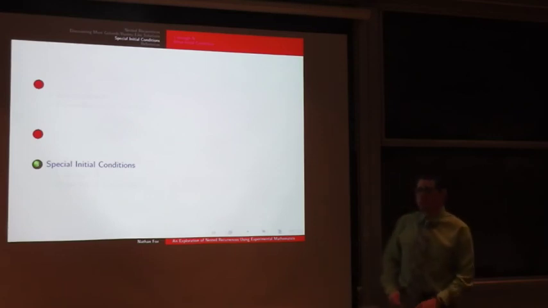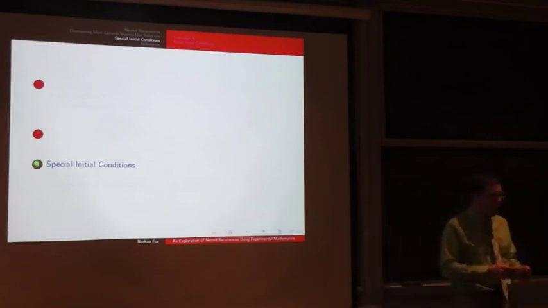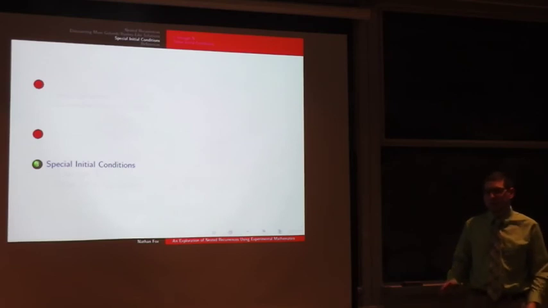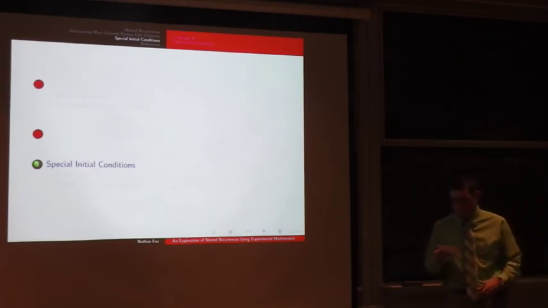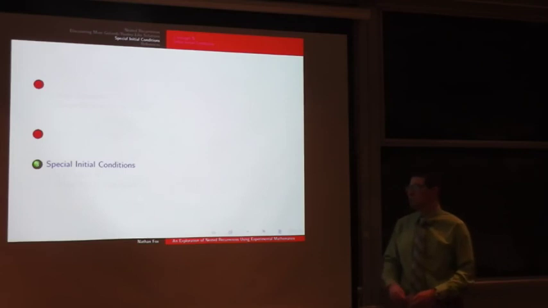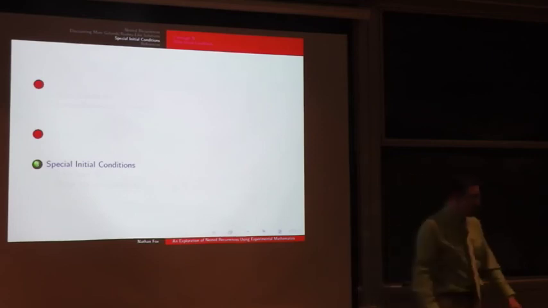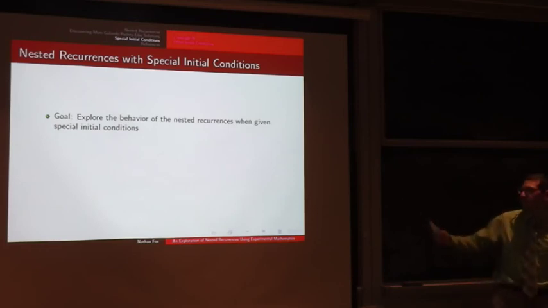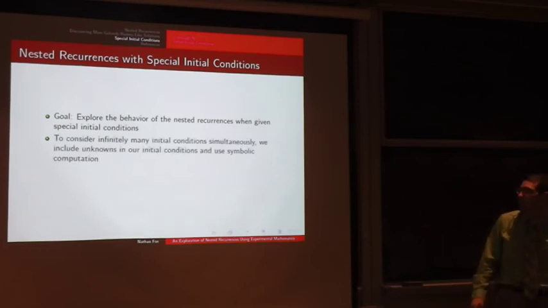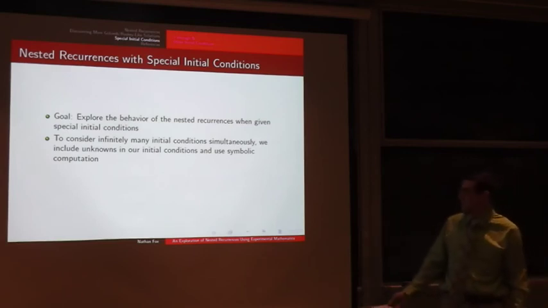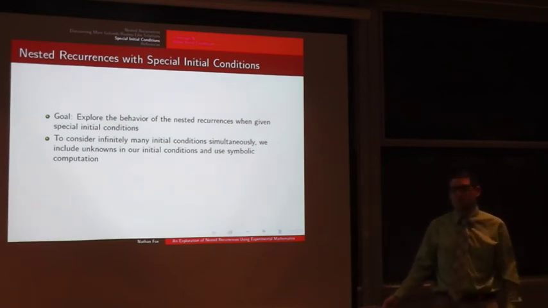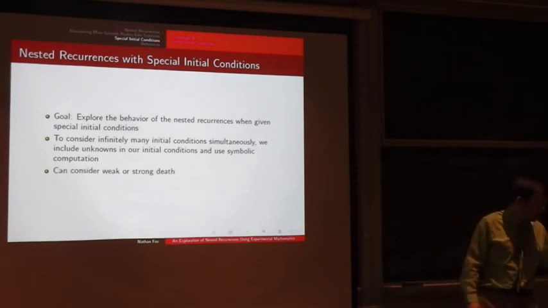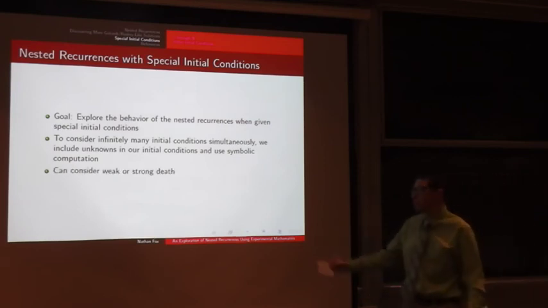Okay. So what we've done so far is, here's the behavior we want the sequence to have. What initial condition is going to do that? So now we're going to use a different scheme. Now it's going to be, here's the type of initial condition we want. What sort of behavior do you get? So we're going to talk about various special types of initial conditions, but we want to consider infinitely many of these simultaneously. So our initial conditions are going to have symbols in them. So in this context, we can talk about weak death or we can talk about strong death.